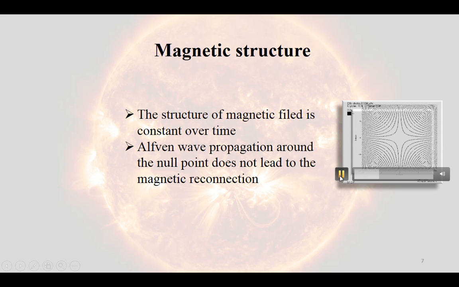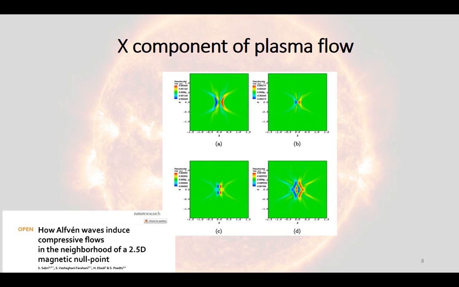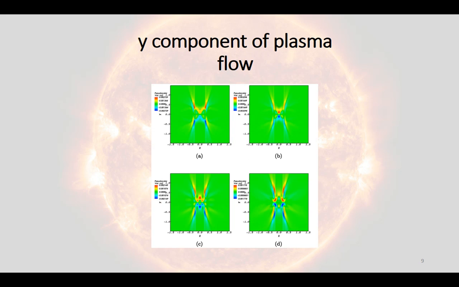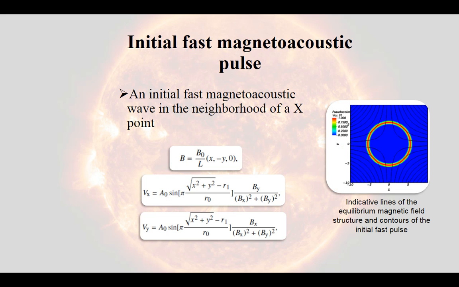As we said, we introduced an X point to the system and found that the magnetic field structure is constant over time. Then Alfvén wave propagation toward the null point doesn't lead to magnetic reconnection. And here we have the X component of the plasma flow, and the blue colors indicate negative values of the velocity, which proves the presence of inflows, while the red colors indicate positive values of the velocity and outflows. And it could be noticed that the flows induced in the Y direction have a broader range compared with the X direction one.